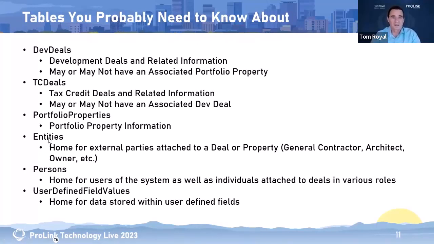Entities, that is the home for any external party or parties that are attached to a deal or a property. So things like your general contractor, your architect, your owner, that information is going to be in the entities table. And as you'll see, in the next couple of slides, we're going to go over some relationships and how you join those. Persons is your home for users of the system, as well as individuals attached to deals in various roles.